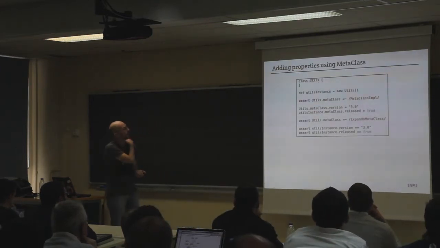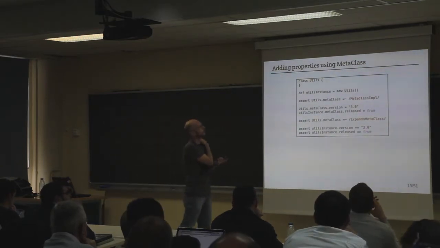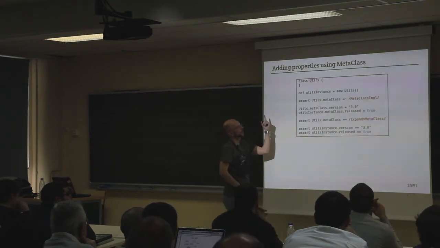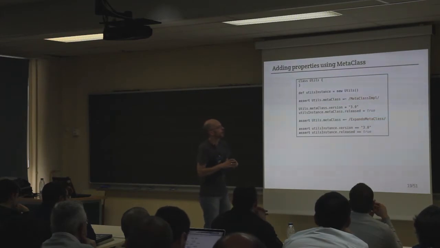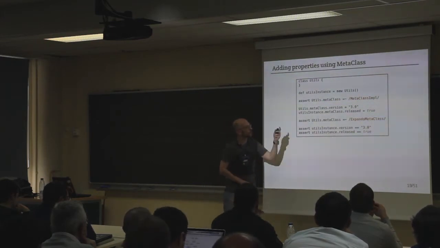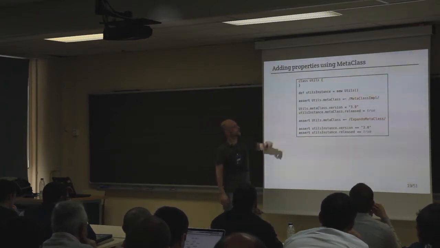We can also add properties at runtime. We have an empty class utils. We create an instance and check that the metaclass is the default metaclass implementation. Now here we're adding 2 properties, version and release. One version is added to the class, release is added to the instance.